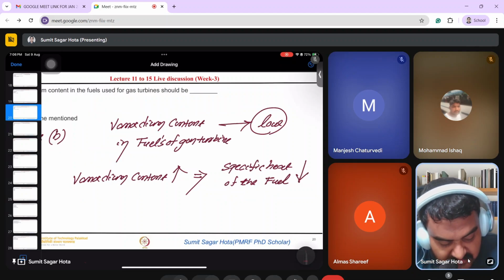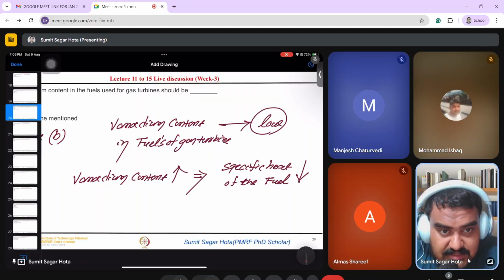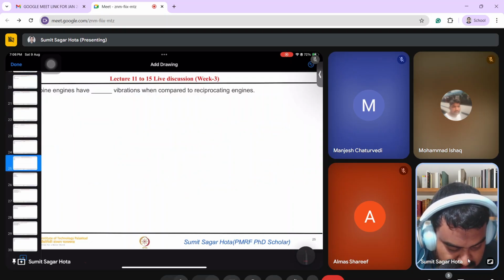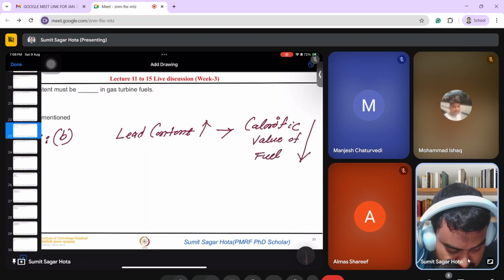So vanadium content increase leads to decrease in the specific heat of the fuel. Okay, and increase in lead content leads to decrease in calorific value of the fuel. Okay.